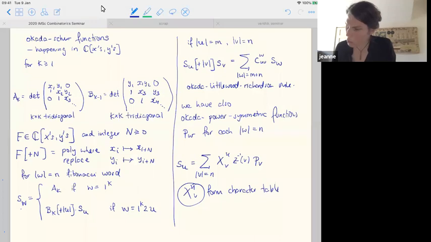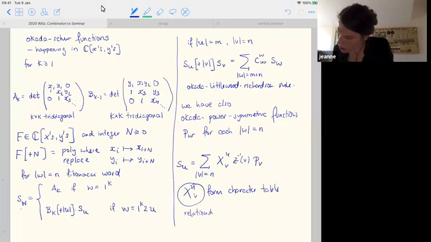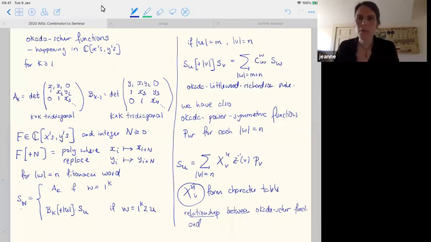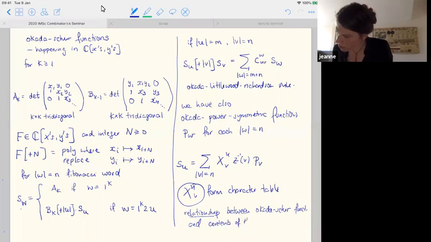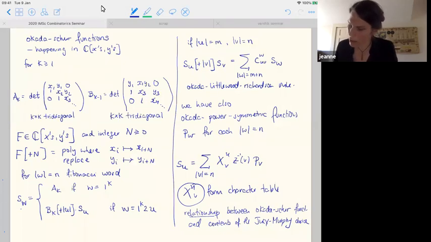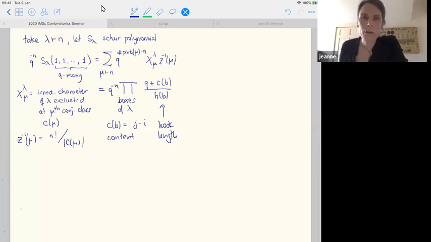So let me just end here by saying what we would like to see: a relationship between these Okada Schur functions and whatever contents would come from our choice of Jucys-Murphy elements. I mean, we would hope for some analog of this story here, which happens in the symmetric group. Right, because all of these quantities here that I've written make sense in the Okada algebra.